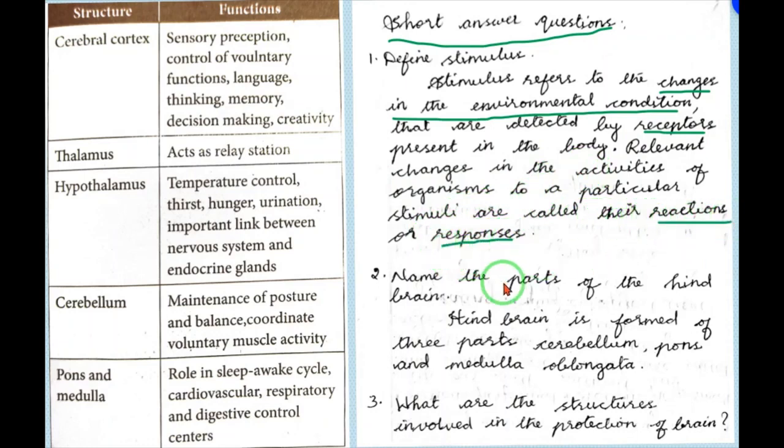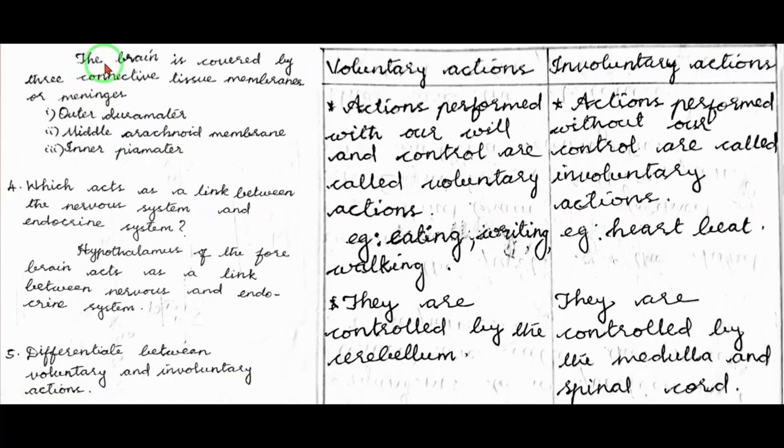Next question: name the parts of the hindbrain. The hindbrain is formed of three parts: cerebellum, pons and medulla oblongata. Third question: what are the structures involved in the protection of the brain? The brain is covered by three connective tissue membranes or meninges. Number 1, outer dura mater. Number 2, middle arachnoid membrane. Number 3, inner pia mater.